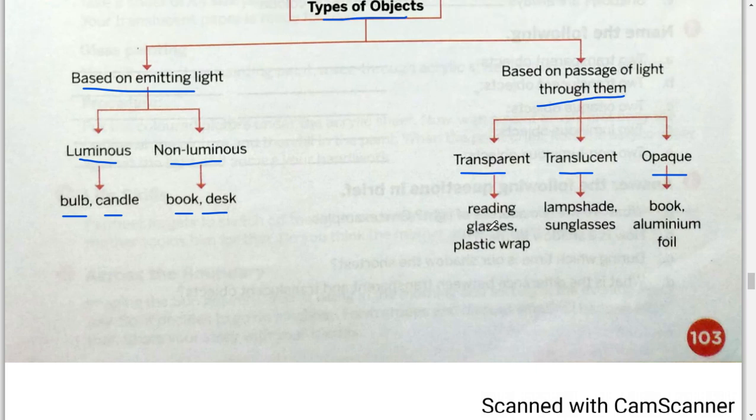Transparent means reading glasses, plastic wrap. Translucent means lampshade, sunglasses. Opaque means book, aluminium foil.